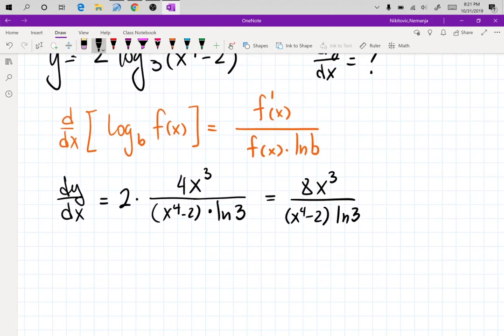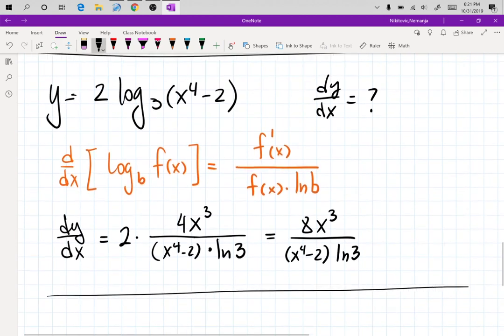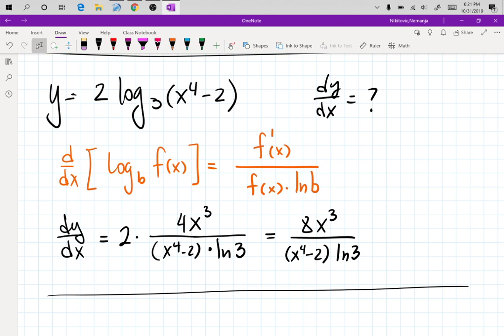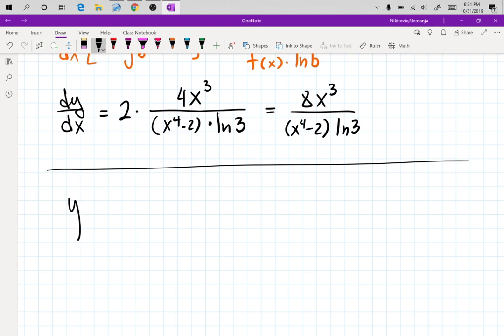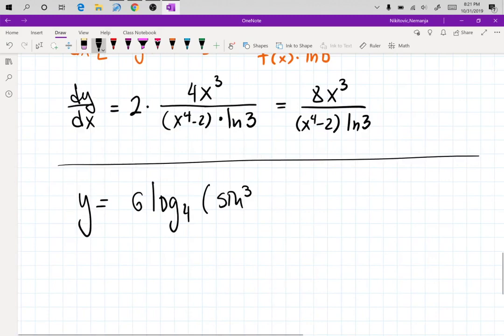Any other questions, concerns? Yes? Another one? Yeah. Which one? Another question that's like this. Yeah, like this one, like 6 log 4. Y equals 6 log base 4 of, let's go, sine cubed of x, because we can.